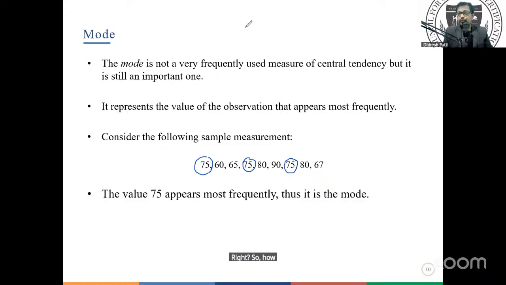So how this distribution will look like? So let me draw this distribution. Okay. So on the x-axis, we have data starting from, let's say, 60.